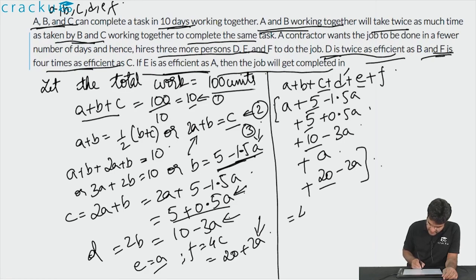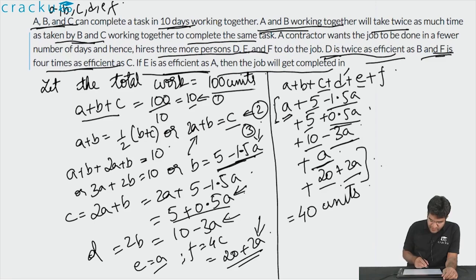So this is 40. Now if you are looking at the A terms, this is A plus A minus 1.5 is minus 0.5a, plus 0.5 is 0, minus 3a, plus a, this is 20 plus 2a actually, this is the value of f. So if you are looking at the A term again, this is a minus 1.5a plus 0.5a is 0. Similarly, minus 3a plus 2a is again equal to 0. So the A terms cancel each other, and the total work done by the 6 people in one day is equal to 40 units.